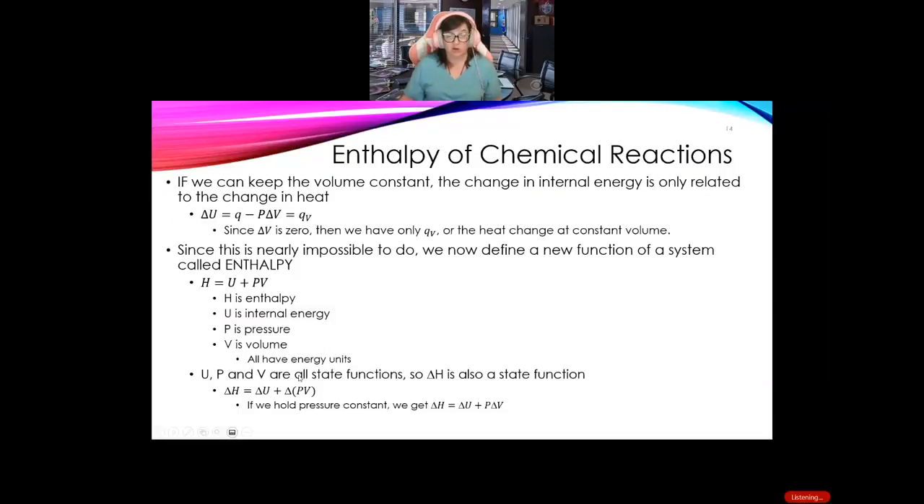So U, P, and V are all state functions, and so delta H is a state function. So delta H, the change in enthalpy, equals the change in the internal energy plus the change of the pressure times the volume. And if we hold the pressure constant, we get delta H equals delta U plus P delta V. Okay?